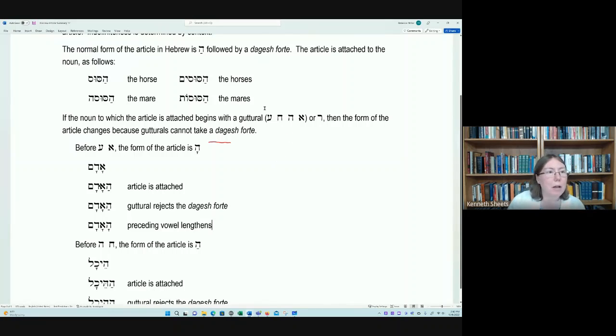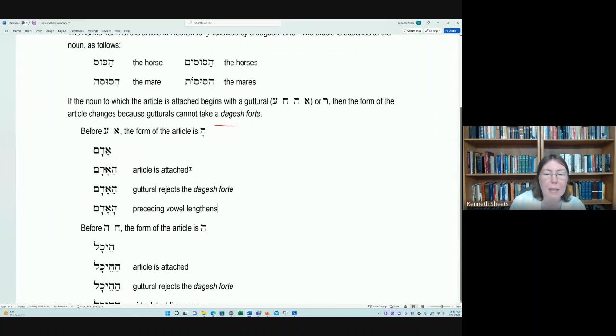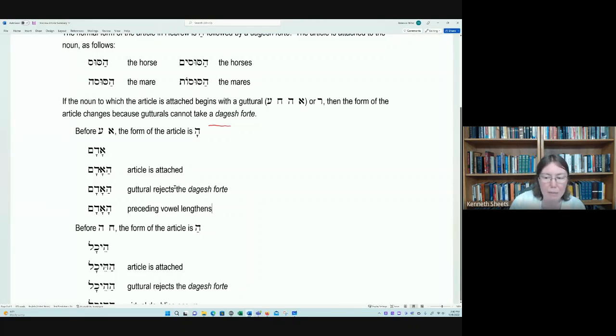If the noun to which the article is attached begins with a guttural, and we talked about those letters earlier, aleph, he, cheth, ayin, so those are the four gutturals, or even also resh, which, like the gutturals, is pronounced in the back of the throat, then the form of the article changes because gutturals cannot take a dagesh forte. Thus, before the gutturals aleph and ayin, the form of the article is he pointed with a kamets.